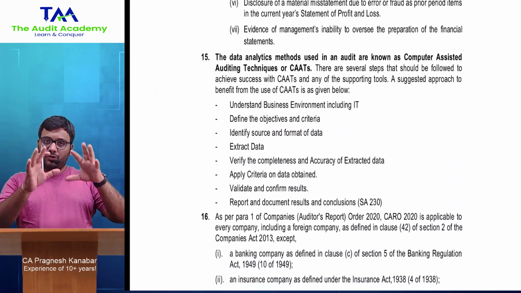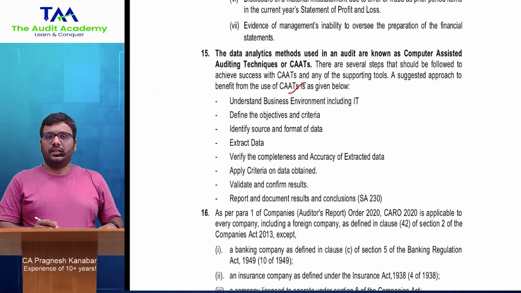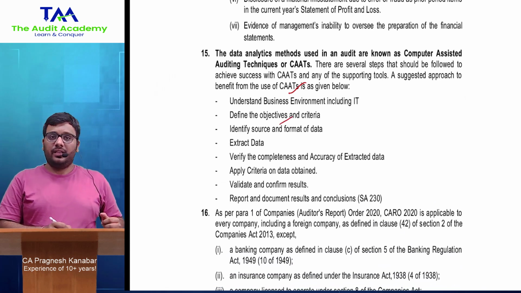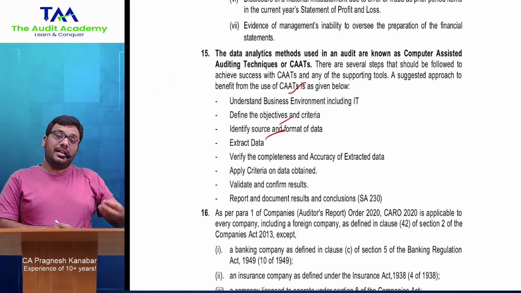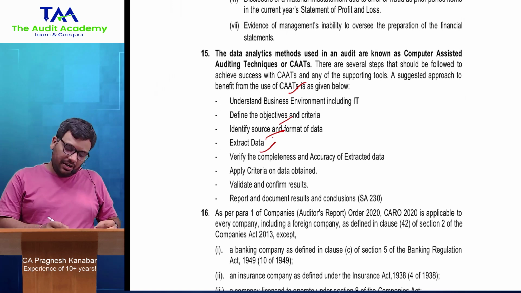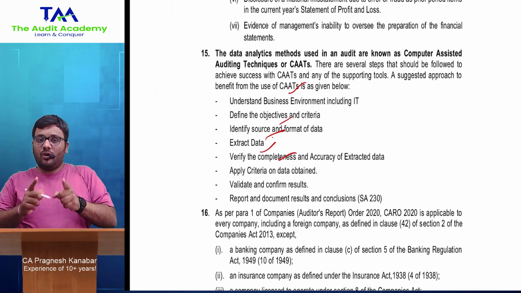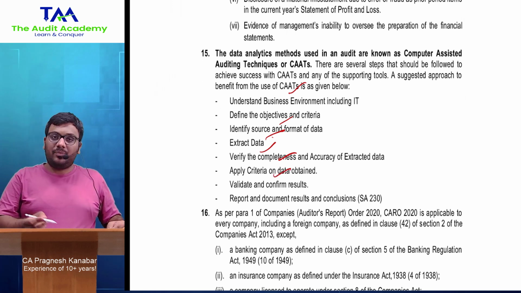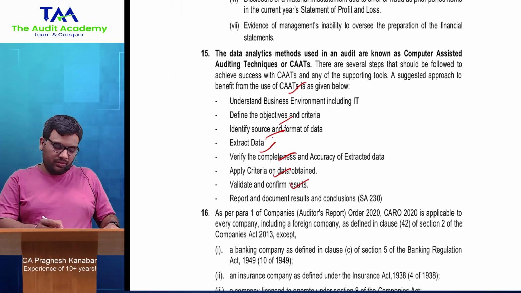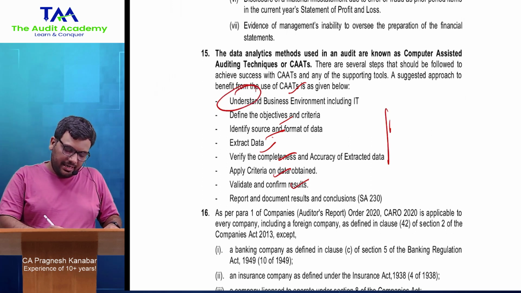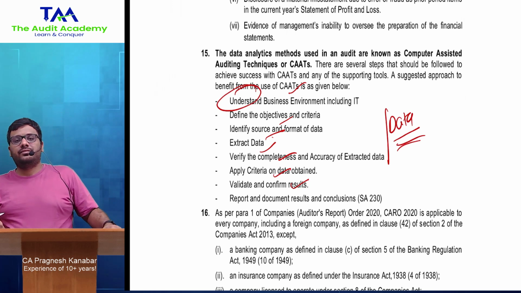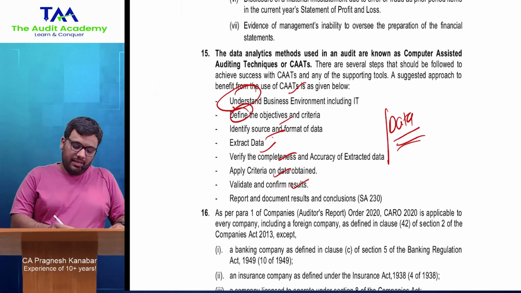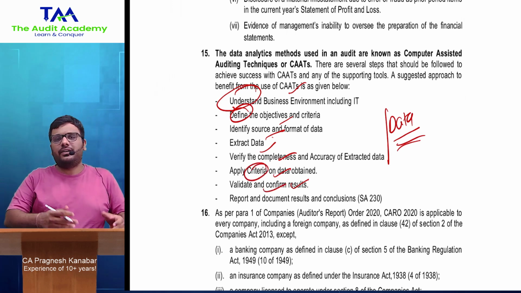First you should understand the entity's environment, then define your purpose and how you will test a particular data. Then from where you will get the data, then actually extract the data, then first check whether the data is complete or not. Then whatever is the condition of testing the data, that is the criteria. Please apply that criteria and check the results. So first understand, define your purpose, then data. Then apply criteria on the data, then validate and confirm the results.